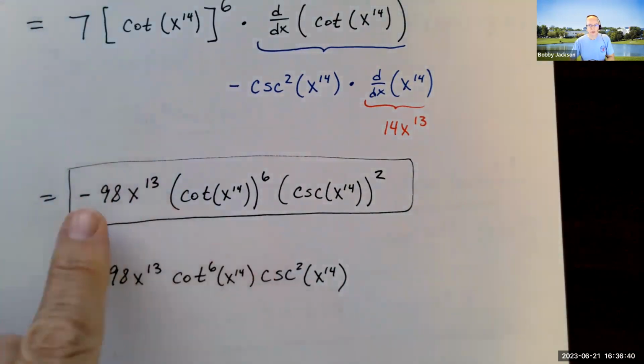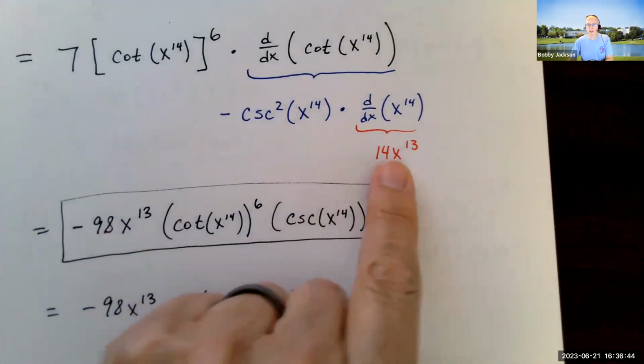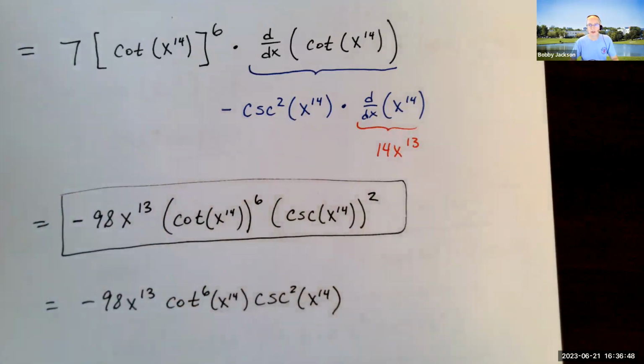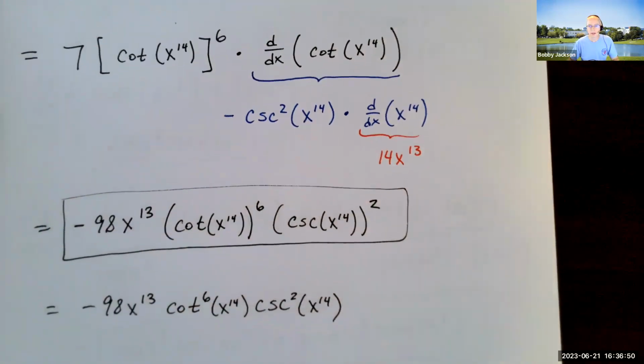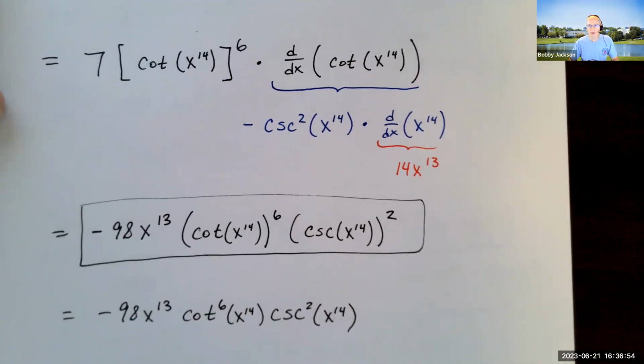I do like to bring the numerical factors up in front, so the 14 times -1 times 7, and then the x to the 13th power. So that makes it look a lot better. Okay, hopefully this is helpful.